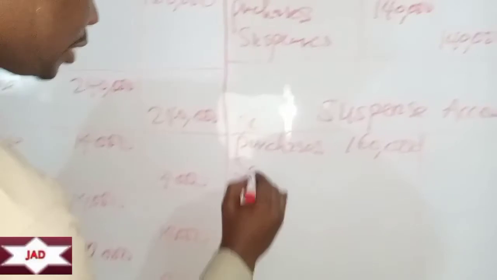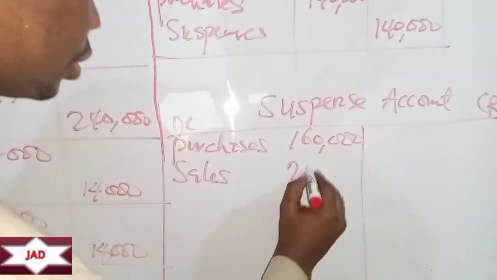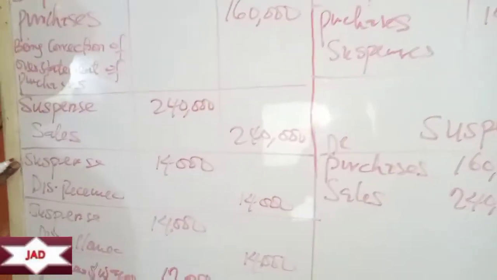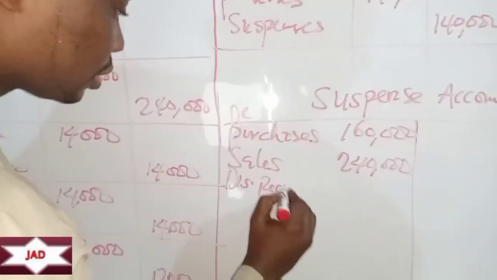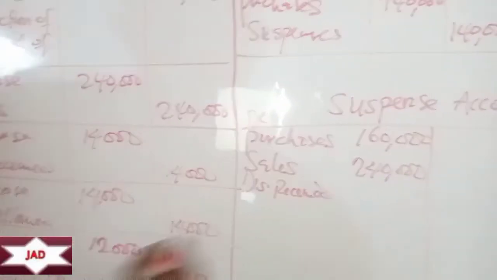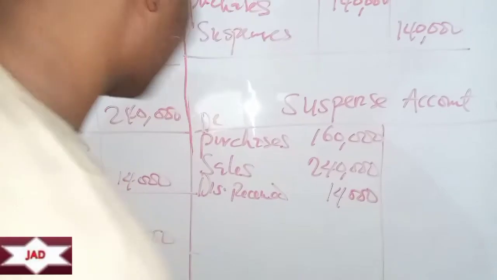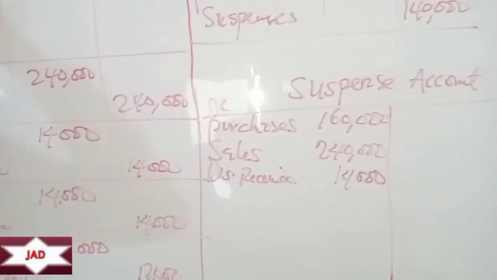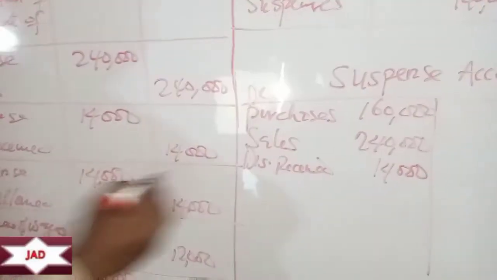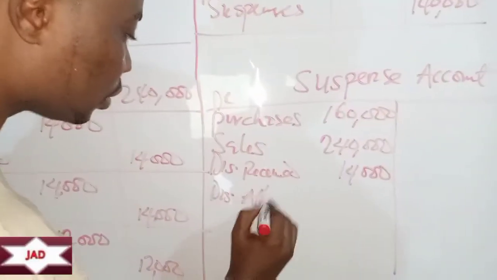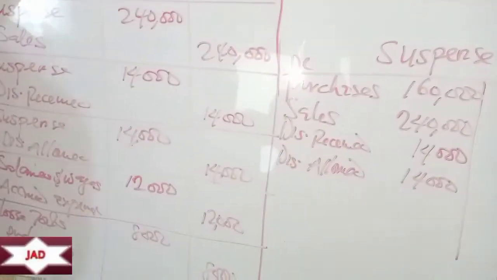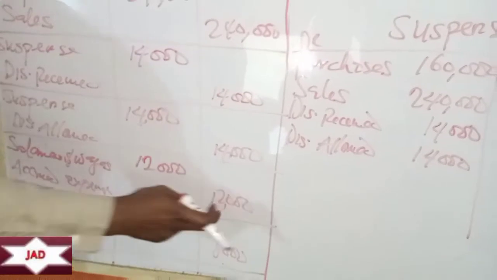The next one here, suspense is debited against sales. So we come to the debit side, we say sales, 240,000 Liberian dollars. The third one, suspense is debited against discount received. Come to the debit side, say discount received, 14,000 Liberian dollars. The next one here, suspense is debited, 14,000. Discount allowed, credited. So suspense is debited, we come here, we say discount allowed, 14,000.